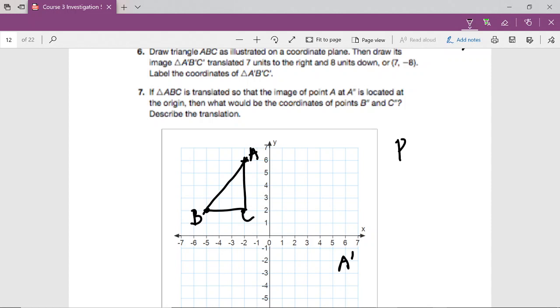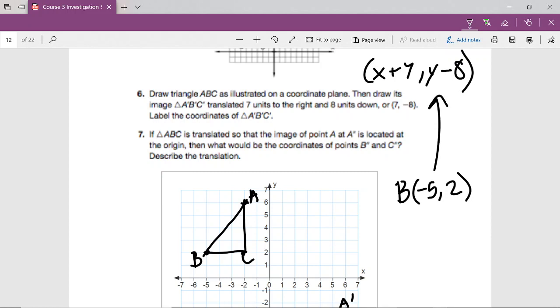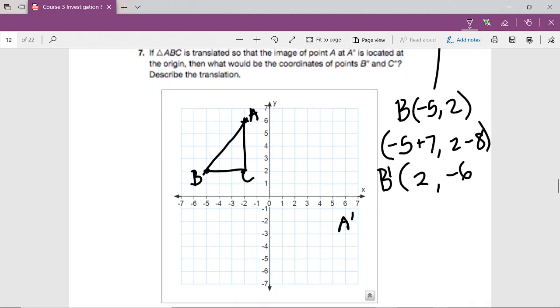So what if I took the values, the coordinates for B, and changed them to B prime? Well, B right now is at -5, 2. If I were to use this formula up here, I would be taking -5 and adding 7, and taking 2 and subtracting 8, so that I get a coordinate point for B prime at 2, -6. Well, 2, -6 is right here. That's at least looking good for the value of my triangle. There's my B prime.